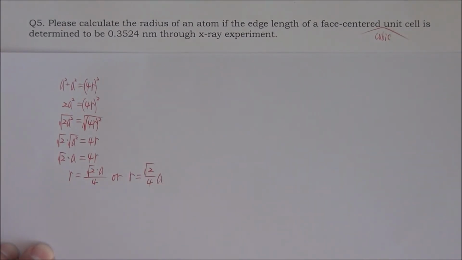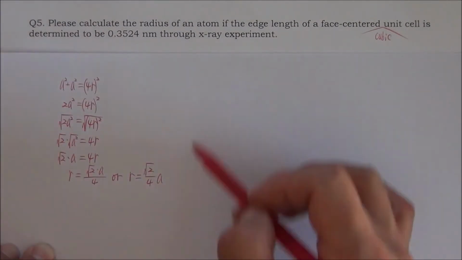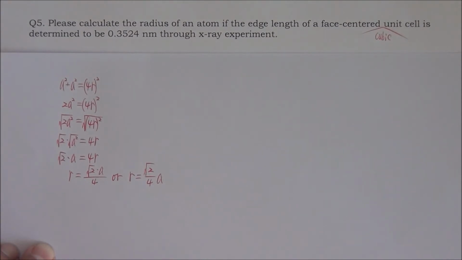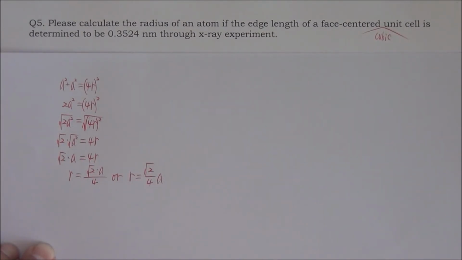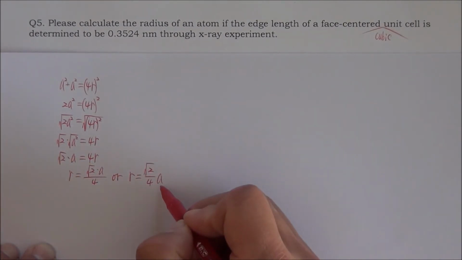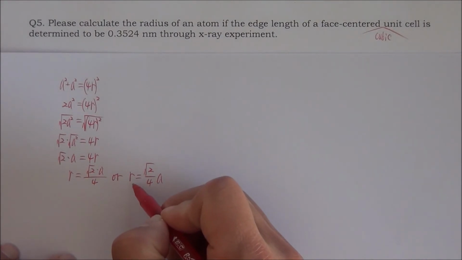During an exam or a quiz, you do not need to show me this derivation. But if you forget, you have to know how to derive these 2 equations. But if you remember these 2 equations, you can just plug in the value of the edge length to calculate the radius of the atom.